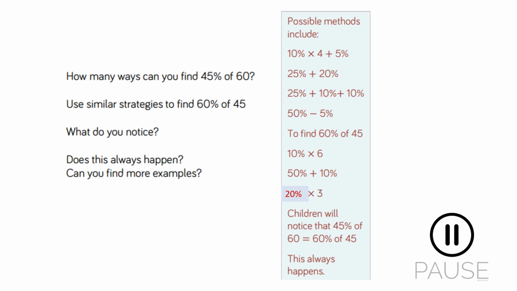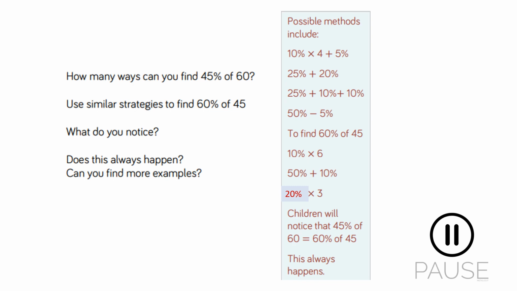So the possible methods that you could do here to find 45%, you could do 10% times 4 plus 5%. You could find 25% and then 20% and add them together. Or you could find 25% and then 10%, add another 10%. Or you could find 50% and 5% and subtract the 5% from the 50%. To find 60% of 45, you could do 10% times 6, you could do 50% add 10%, or you could do 20% times 3. And it says, what do you notice?